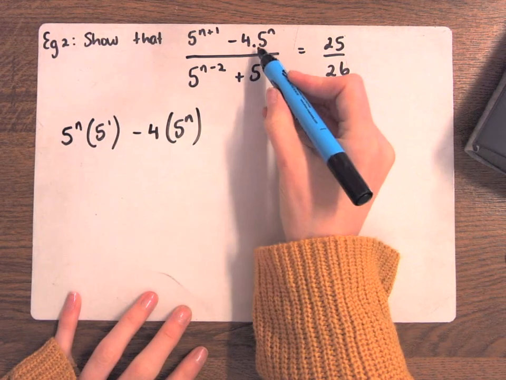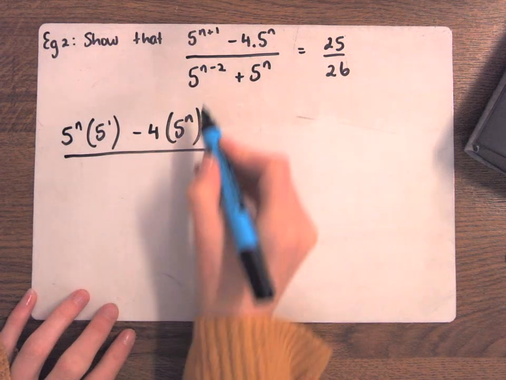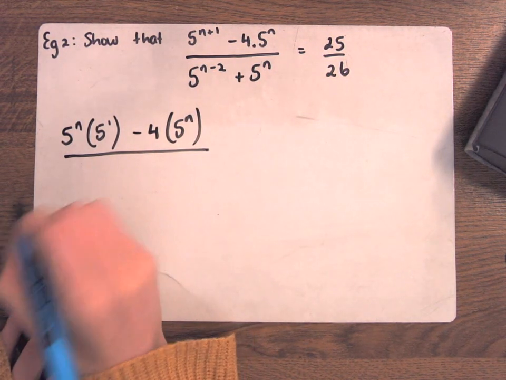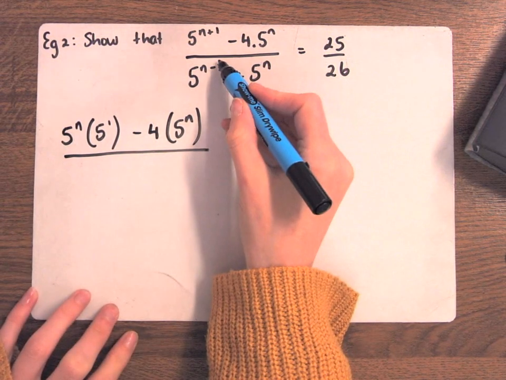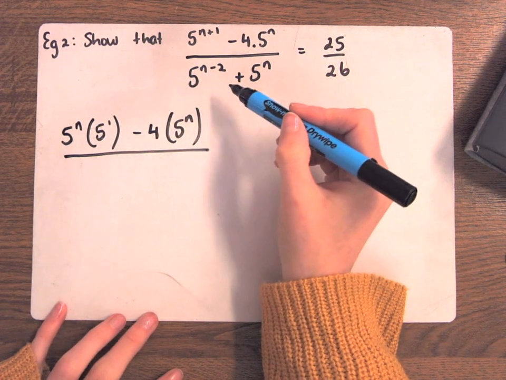I'm just getting rid of that little multiply and making it a bracket because I like that better. Down here, it's the same thing. 5 to the power of n minus 2. Okay, perfect. You can do it that way. 5 to the power of n, 5 to the power of minus 2.